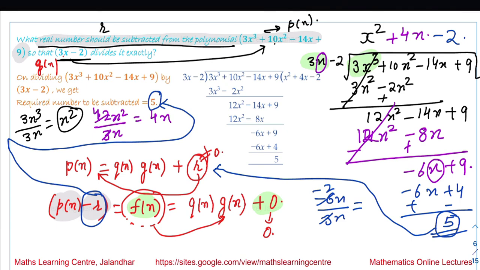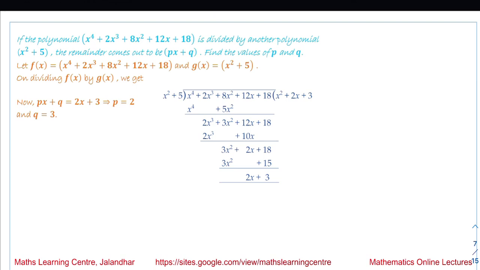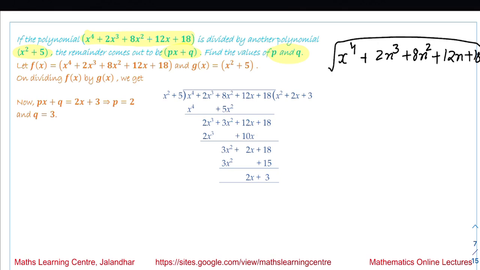Next is, if this polynomial is divided by another polynomial, these are the two polynomials given to us, and it is given that the remainder comes out to be px plus q. We have to find the values of p and q. So it means we have to divide these two polynomials. So it is x raised to the power 4 plus 2x cube plus 8x square plus 12x plus 18, and we are dividing it with x square plus 5.